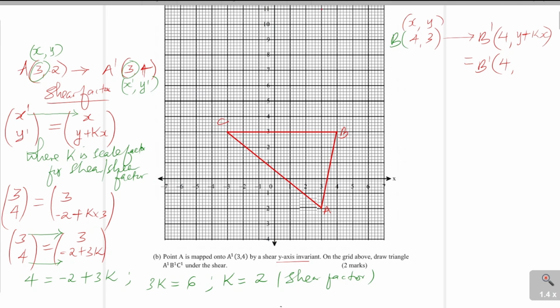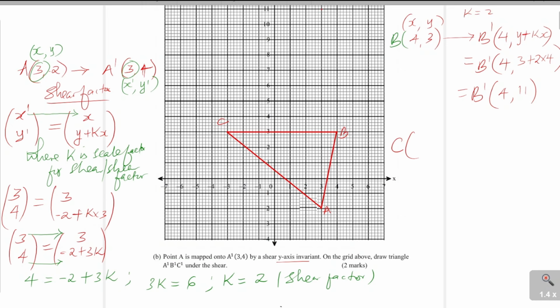It is important to note that. So 4, y is 3 plus, remember k, we got k as 2, the shear factor. So this will be 2 times x, x is 4, like that. And this one gives B prime as 4, 3 plus 8, that will be 11. So simply using this particular formula to get the y-coordinate. So in this case, x is 4, y is 3, and then use this formula, and k is 2. This is the easiest way.